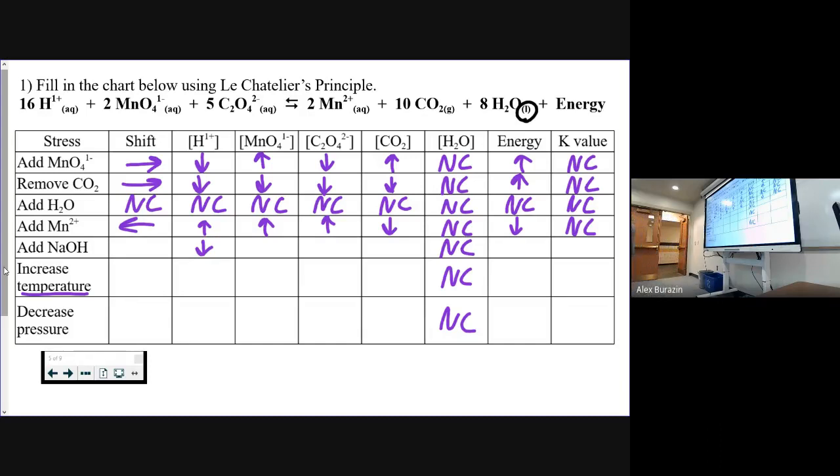But in theory, if you think a little bit and contemplate what that would do, well, this is a base. We have acid. Those are going to react. And this base will neutralize that acid. Therefore, this molarity is going to go down. And as a result, we would shift towards it to replace what we just neutralized.